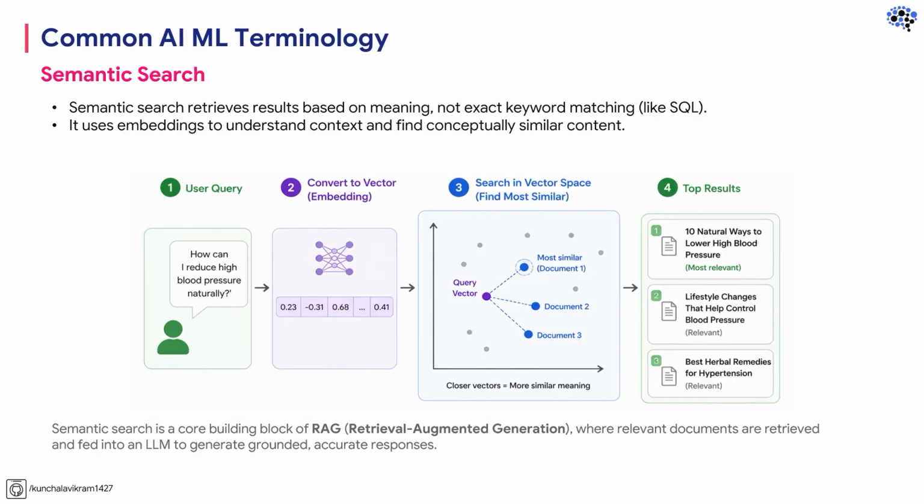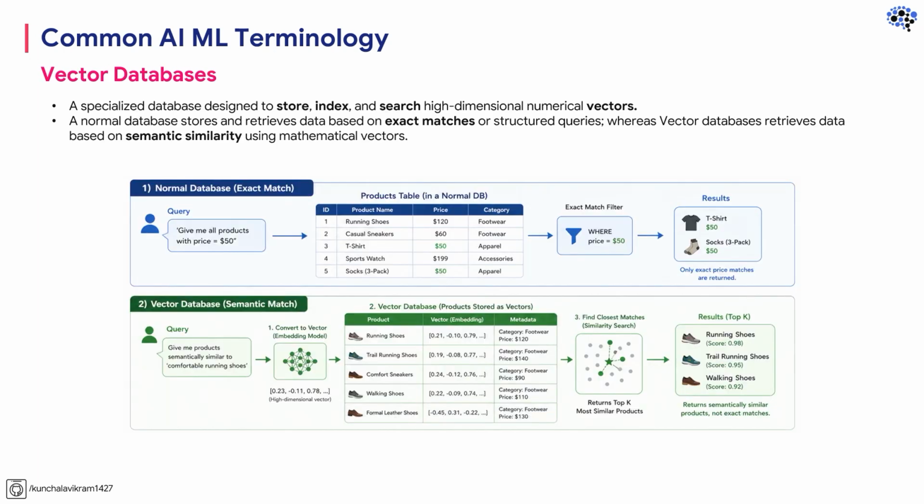Now I know that for semantic search I have to compare the vectors, right? But where do these vectors usually get stored? Of course I cannot store them in my local machine, right? So there are specialized databases that store, index and search high dimensional numerical vectors, while a normal database will store the data in the form of tabular values.